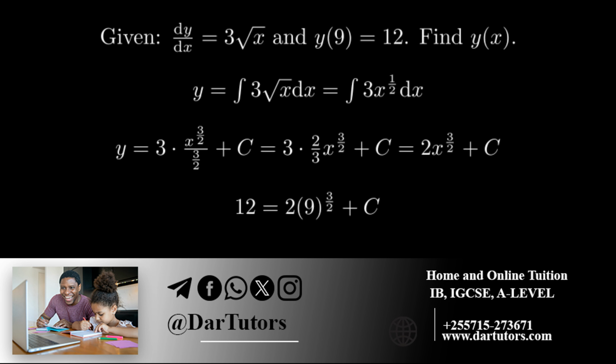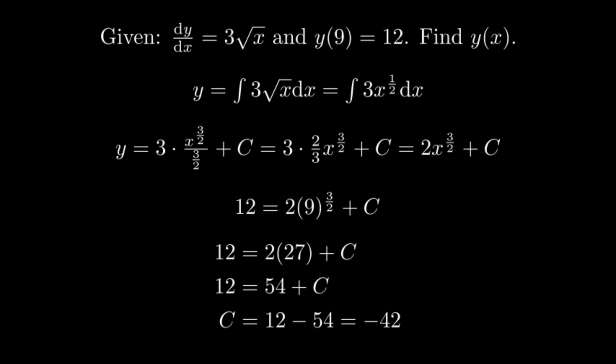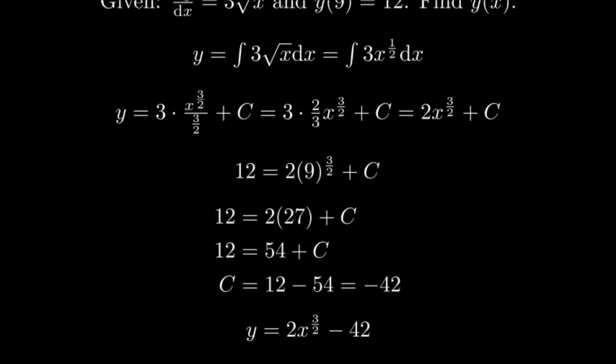Since 9 to the power of 3/2 is the square root of 9 cubed, which is 3 cubed or 27, the value of c is minus 42. Therefore, the expression for y in terms of x is 2 times x to the power of 3/2 minus 42.